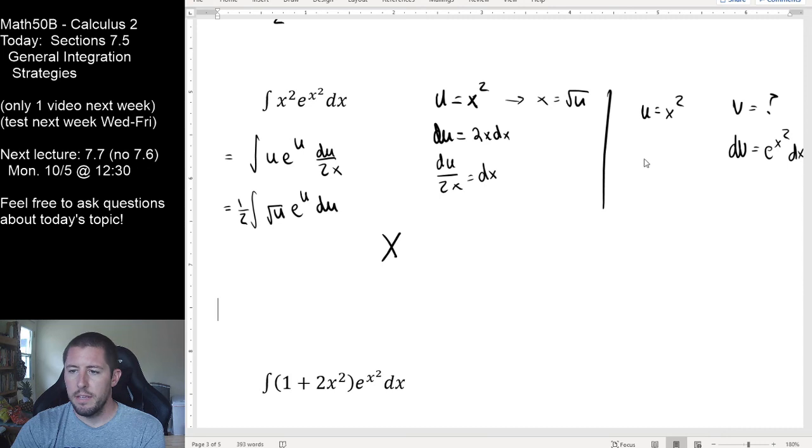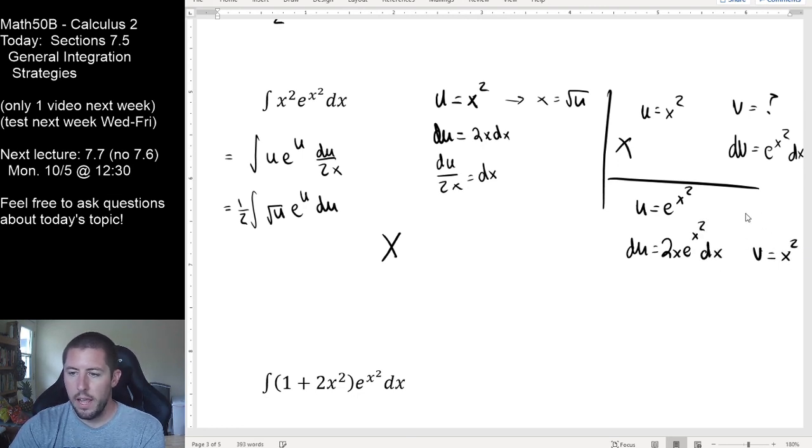On the other hand, it seems like we could make a different choice here, so that didn't work. It seems like maybe we could pick u equals e to the x squared, and then du is 2x e to the x squared dx. In this case, dv would be x squared dx, and that would leave us with v being 1/3 x cubed.